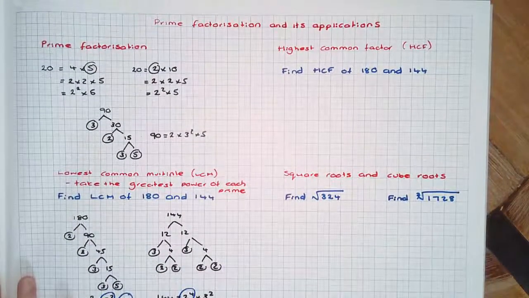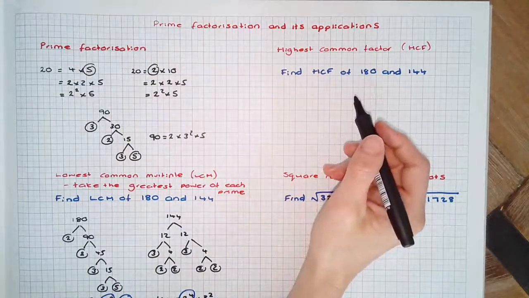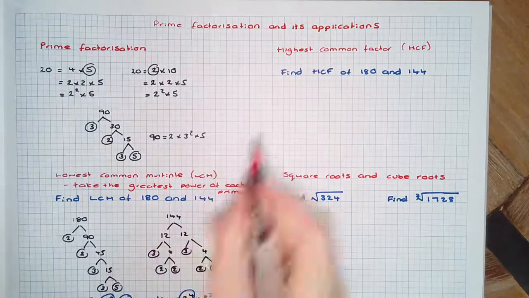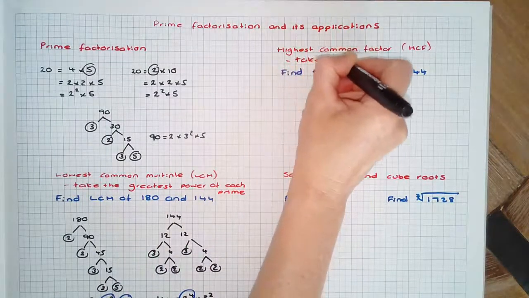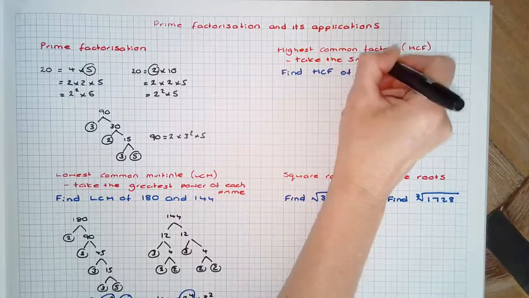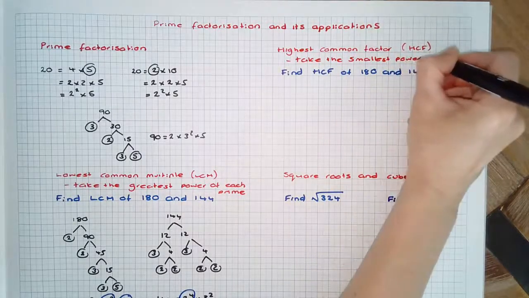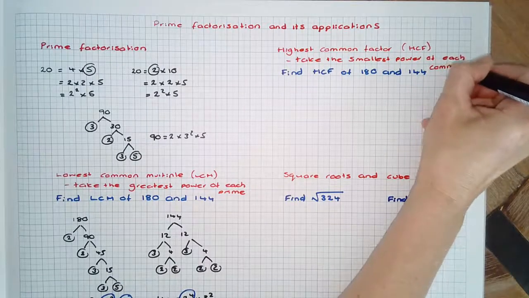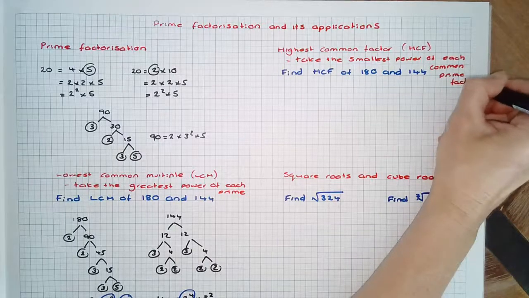Now let's have a look at how to use prime factorization to find the highest common factor. Here, we take the smallest power of each common prime factor.